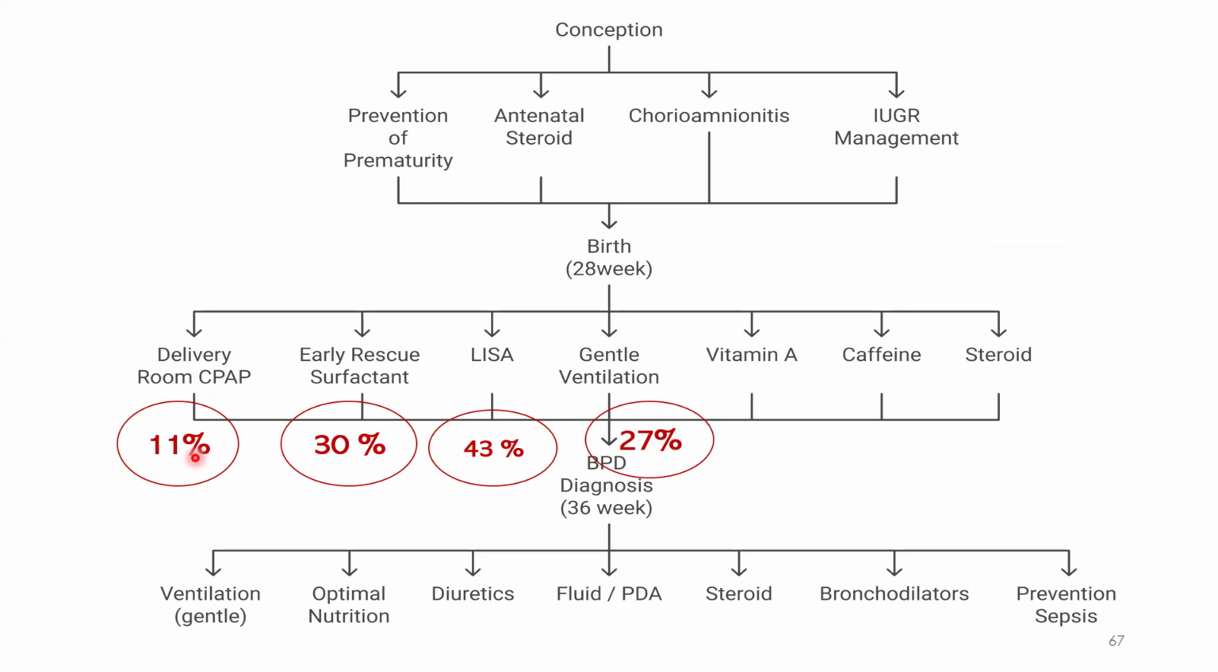So these are the 4 interventions we can do after a preterm baby is born. That is, we have to provide delivery room CPAP, early rescue surfactant by the LISA technique, and volume-targeted ventilation. The other interventions are not part of today's session, like vitamin A, caffeine, steroid. Then at 36 weeks, after the baby is diagnosed with BPD, there are a lot of interventions, but I will confine myself to the ventilation strategies only.